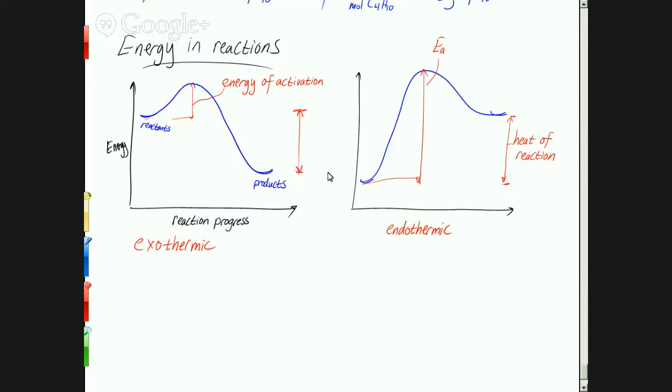And so we can actually calculate how much heat is given off, because we can measure the potential energy of the reactants and the potential energy of the products and just subtract. And then we'll know exactly how much heat has to go in or is given off.